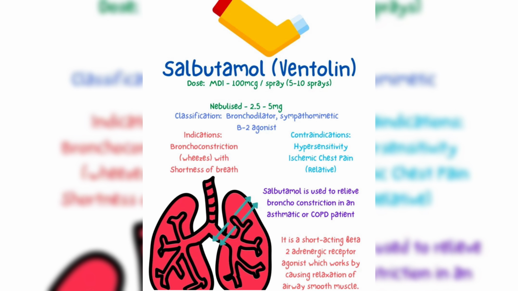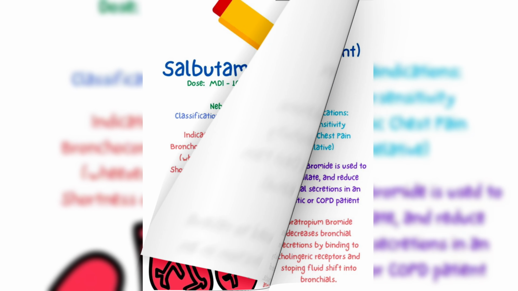Salbutamol is used to relieve bronchoconstriction in asthmatic or COPD patients. Mechanism of action: it is a short-acting beta-2 adrenergic receptor agonist, which works by causing relaxation of airway smooth muscles. Contraindications for salbutamol: 1. Hypersensitivity. 2. Ischemic chest pain.